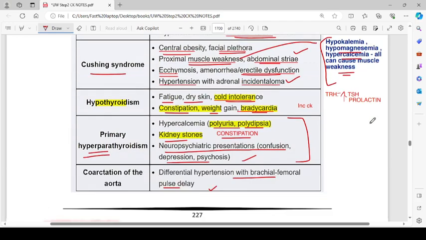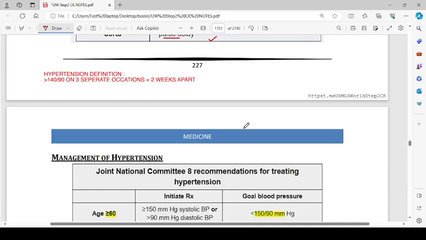Hypothyroidism, increased thyroid releasing hormone that will lead to increased TSH and prolactin. Why is it important? And there has been increased creatine kinase in hypothyroidism. Okay, hypertension definition: more than 140 by 90 on 3 separate occasions, 2 weeks apart.